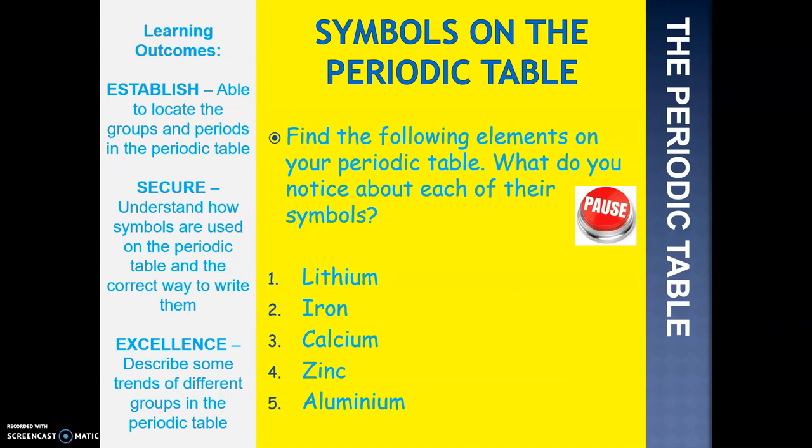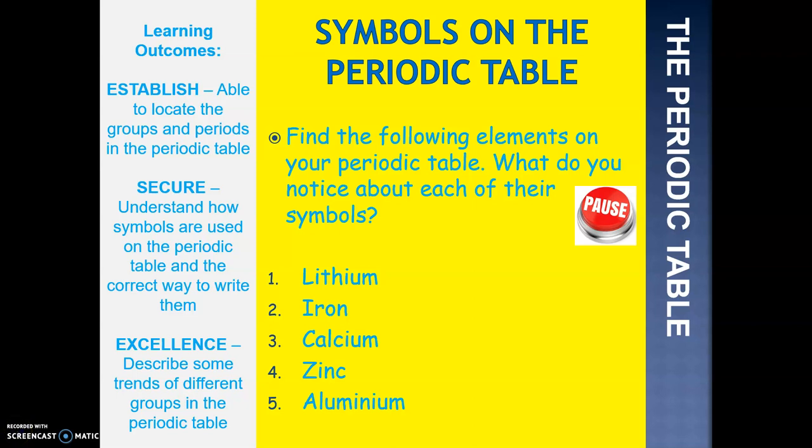Okay, so hopefully you've got a periodic table in front of you. If not, pause the video and make sure you have one in front of you. Can you look for the symbols of these 5 elements here? Look for the symbols on them. Pause the video for just 2 minutes. Find them, jot them down, and then we'll go through them. Okay, 2 minutes is up there.